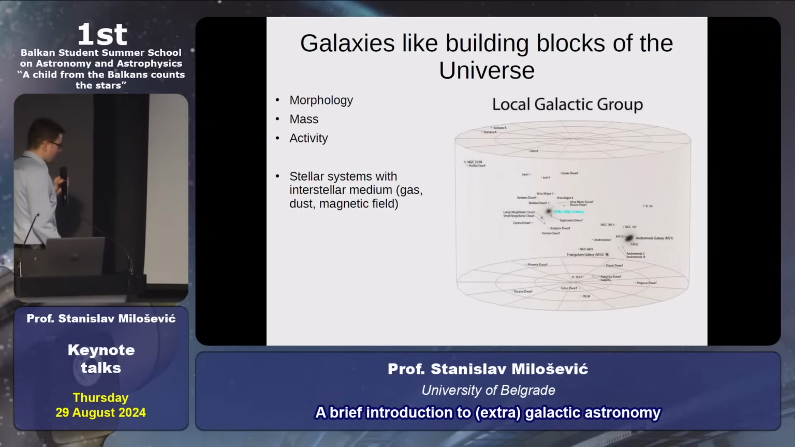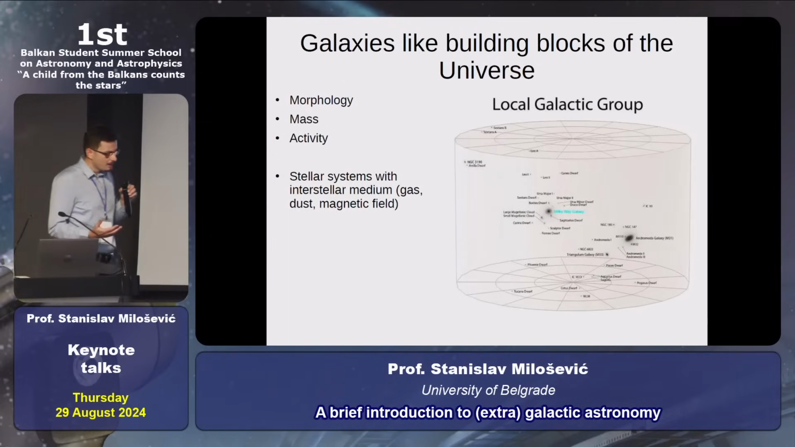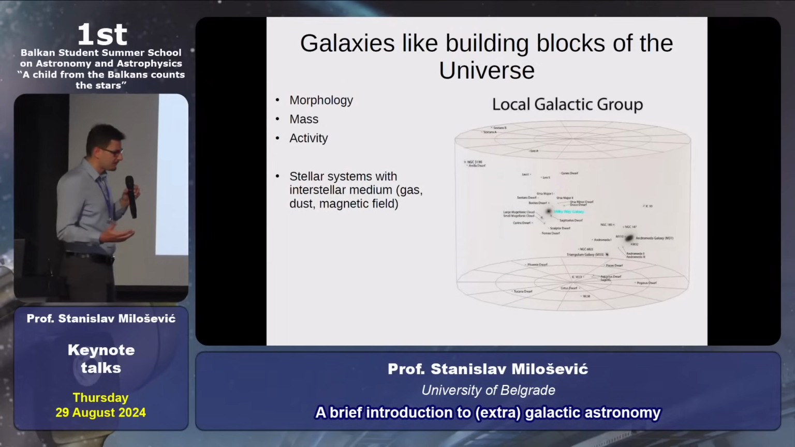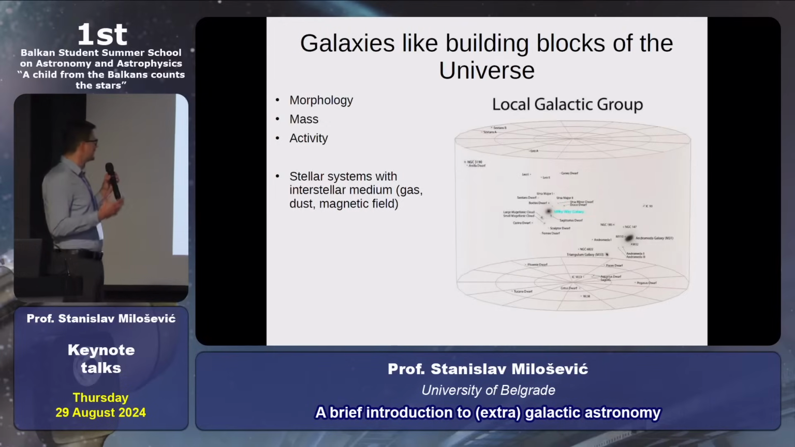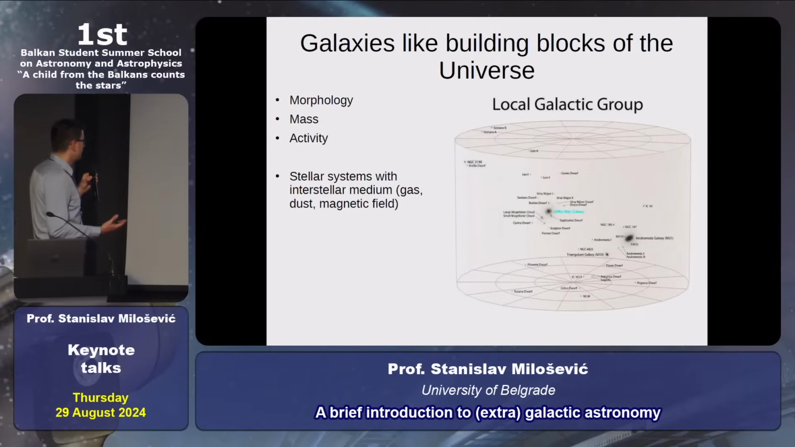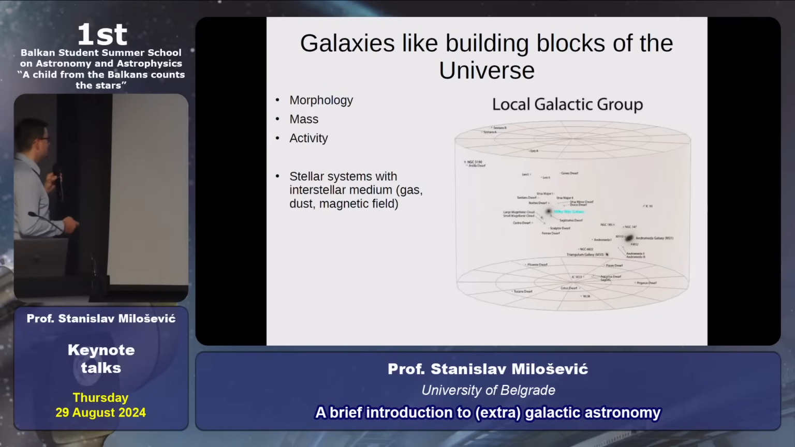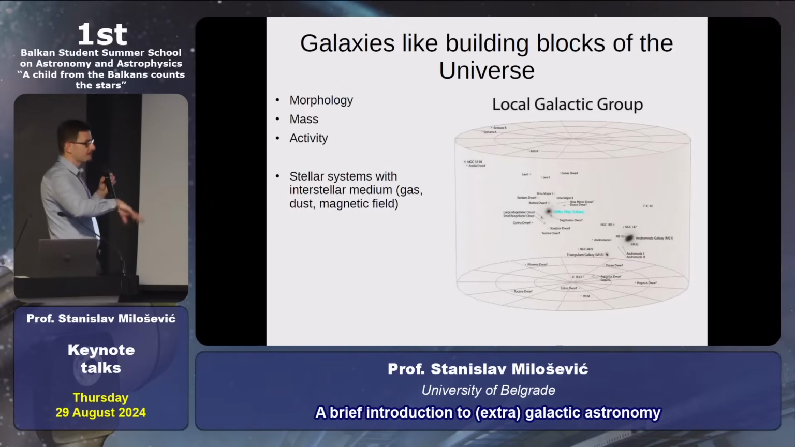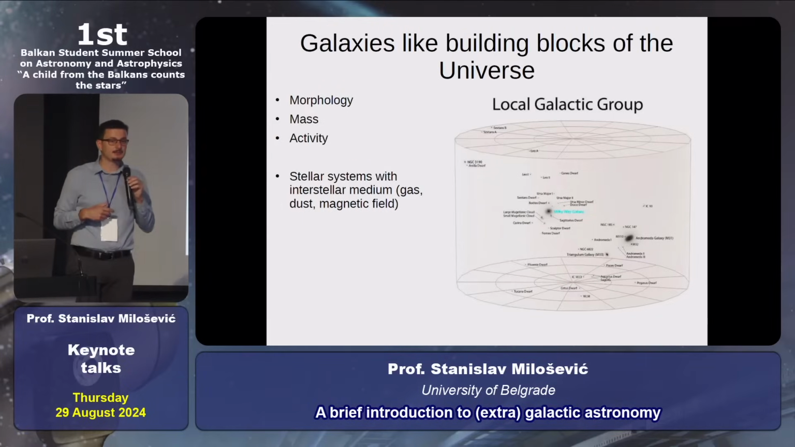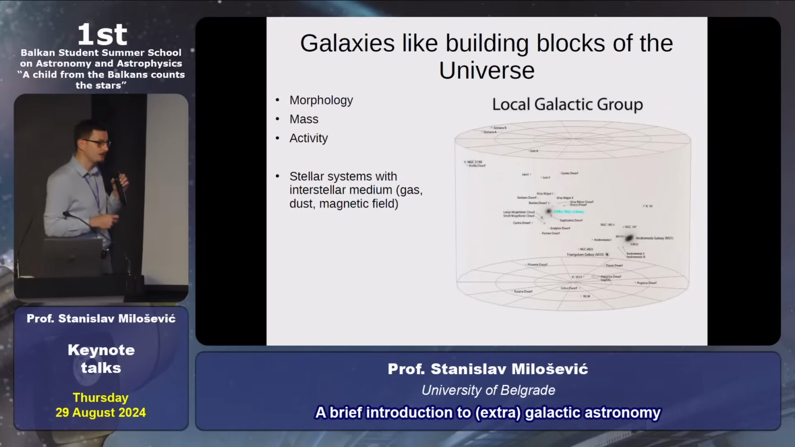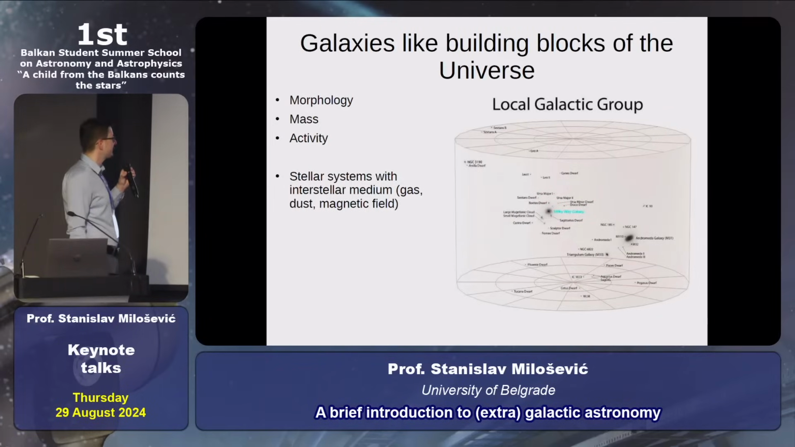And when someone asks you what a galaxy is, you can say that it's a stellar system with interstellar medium. The interstellar medium consists of gas, dust, and magnetic field. And of course, we will see later that around the visible part, the baryonic part, we have a dark matter halo. You also heard about dark matter in previous lectures.